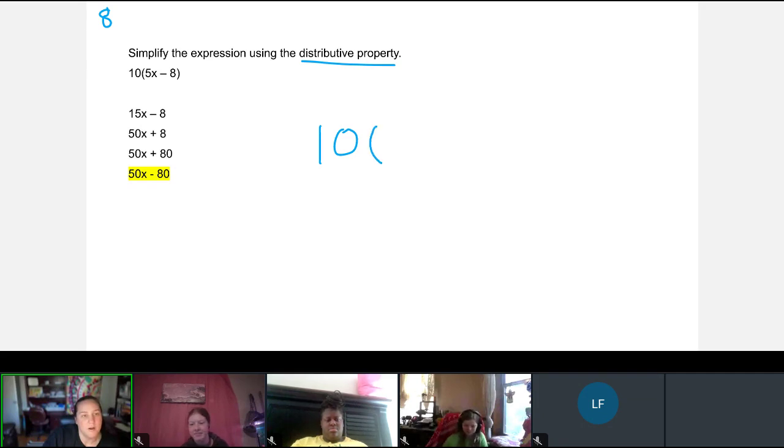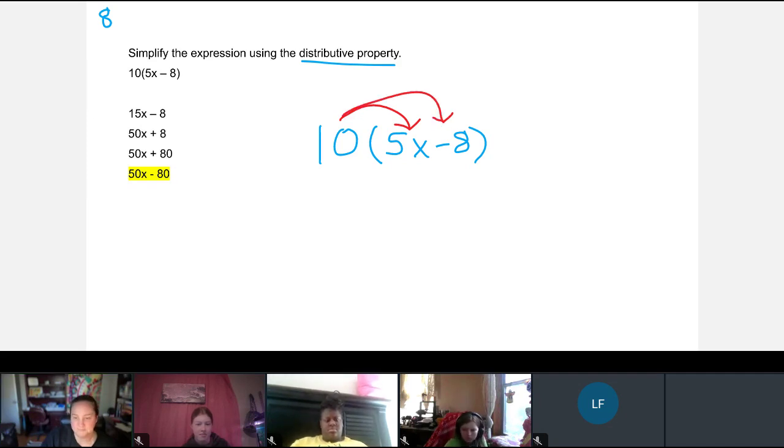Okay, let's use the distributive property. So let's rewrite our problem: 10 times 5x minus 8. The distributive property means that you distribute the number that's outside to everything that's inside. So 10 times 5x and also 10 times negative 8.